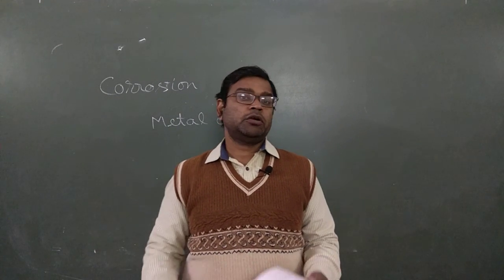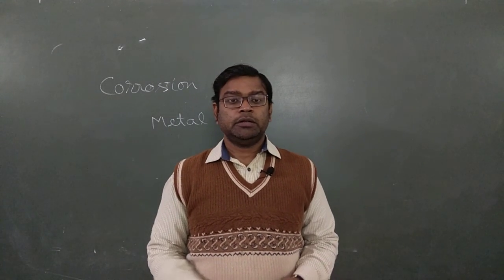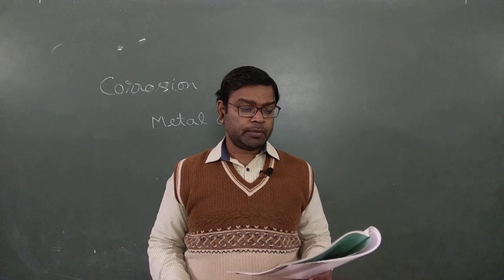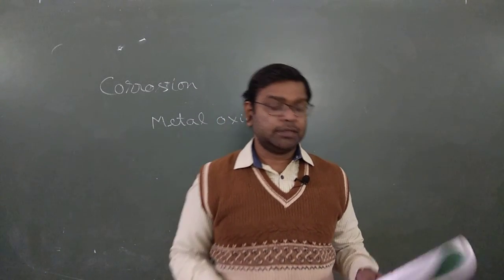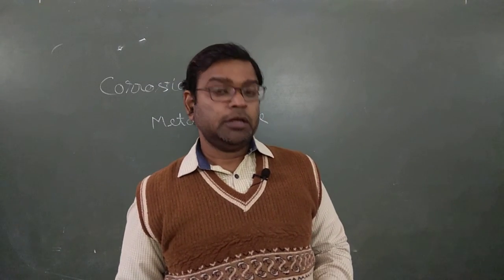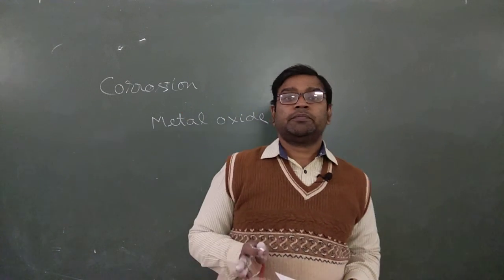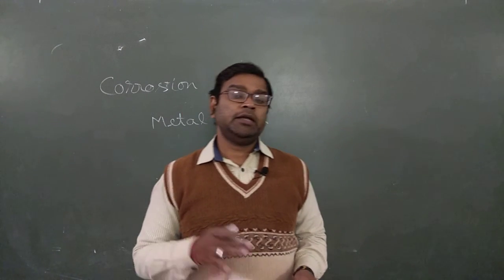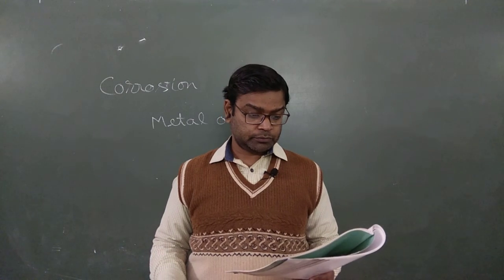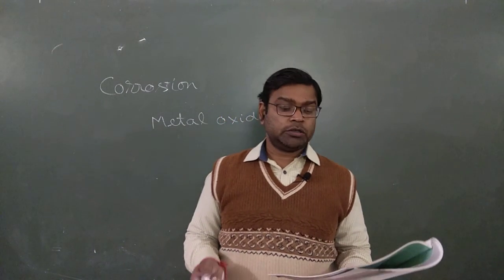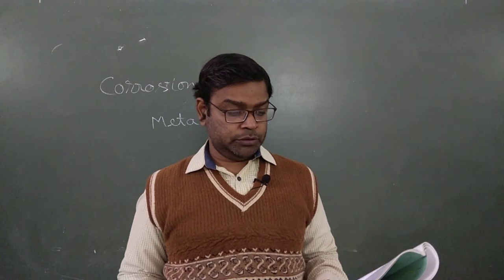They destroy the metal slowly. The slow destruction of a metal or an alloy by chemical action is called corrosion. Generally, metal oxide forms and reduces the purity of the metal. The rusting of iron is a common example of corrosion.